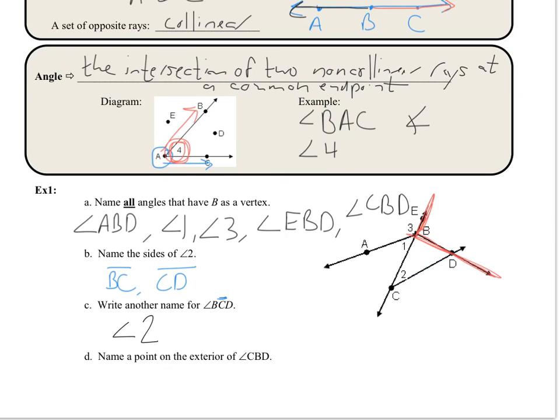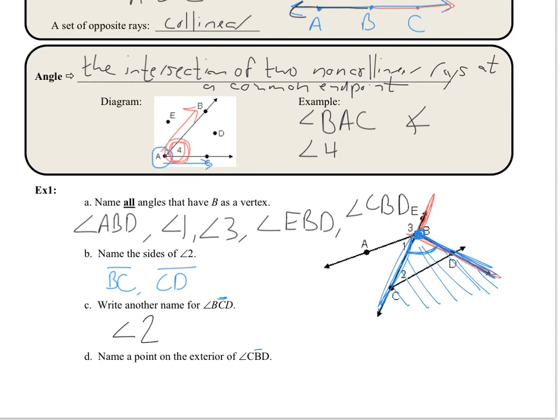Now finally, in part D, it tells us to name a point on the exterior of CBD. So we look at our angle CBD. Remember, B is our common endpoint or vertex, and it tells us we have ray CB and also ray BD. So it's telling us to find a point on the exterior. So exterior means on the outside. So this is the angle we're looking at, CBD.